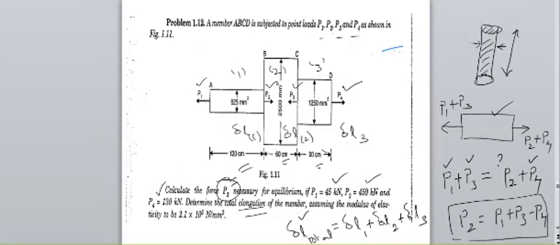cross sections. So in the region of A to B, we have a different cross section, and in the region of B to C, we have a different cross section, and in the region of C to D, we have a different cross section. Therefore, he needs the total elongation due to these external forces applied on the single component.